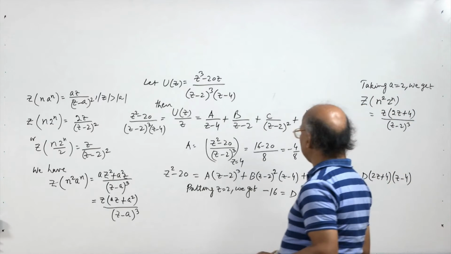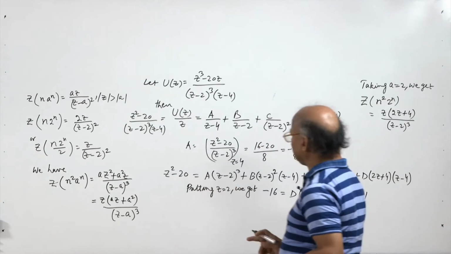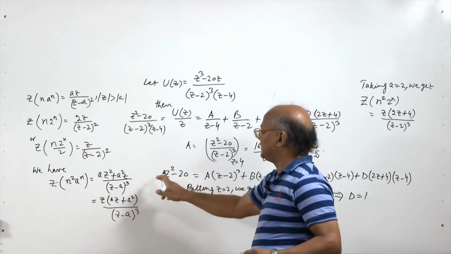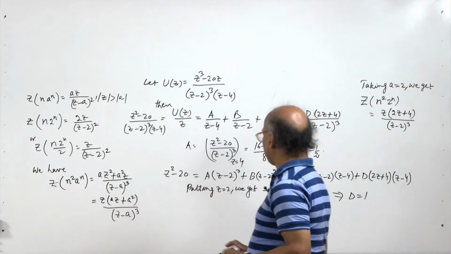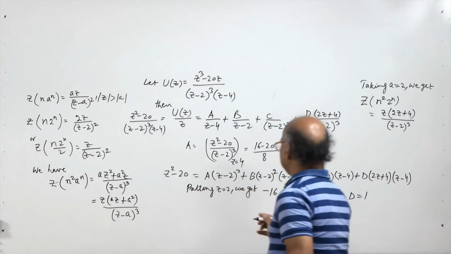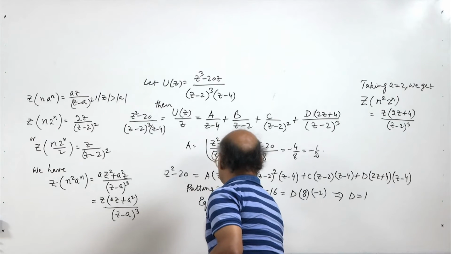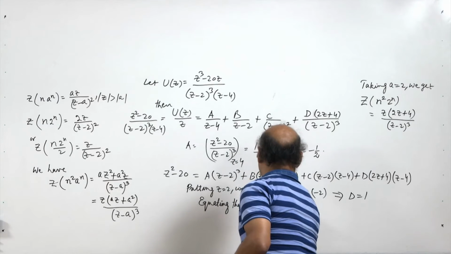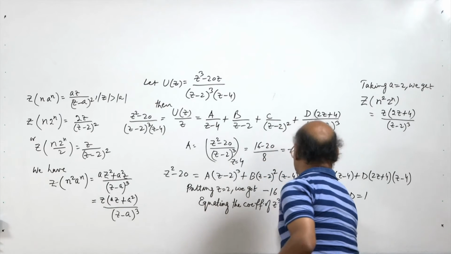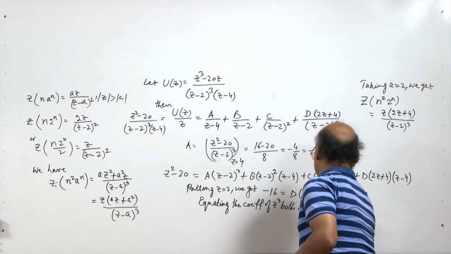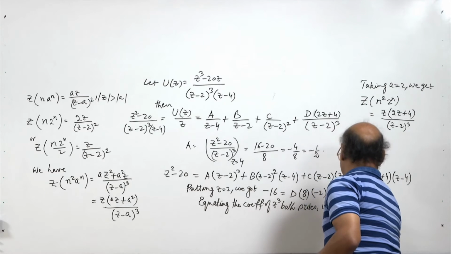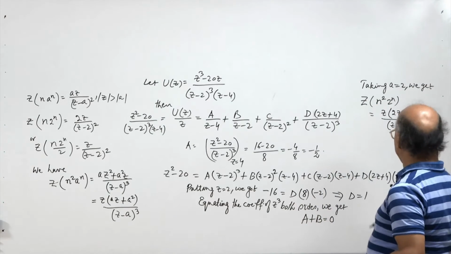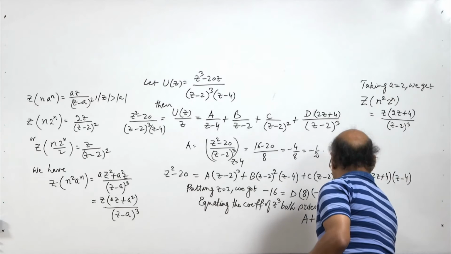And the next thing that we can do is let us equate the coefficients of various powers of z. So, equating the coefficient of z cube on both sides. Here we have no term in z cube, so the coefficient of z cube is 0 there. Here the coefficient of z cube is a plus b. So, equating the coefficient of z cube on both sides, we get a plus b equal to 0. Now, a we have already found, a is equal to minus half. So, b is equal to half.